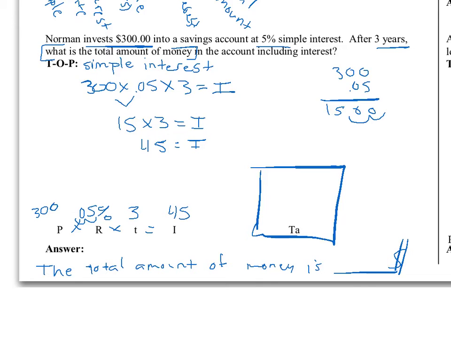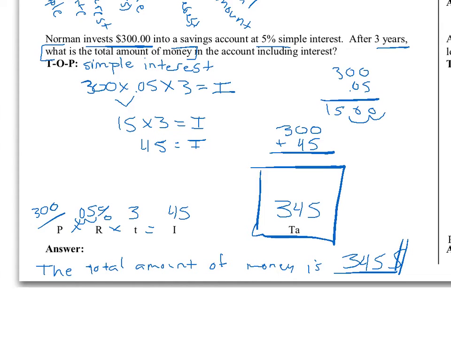Now, does that mean that Norman is only getting $45 back? That's my neighbor's name. No, that means Norman is getting his regular $300 back that he put in there, plus the $45. So the total amount in there is $300, plus the bank is going to add $45 into his bank account of interest. So the total amount of money is $345.